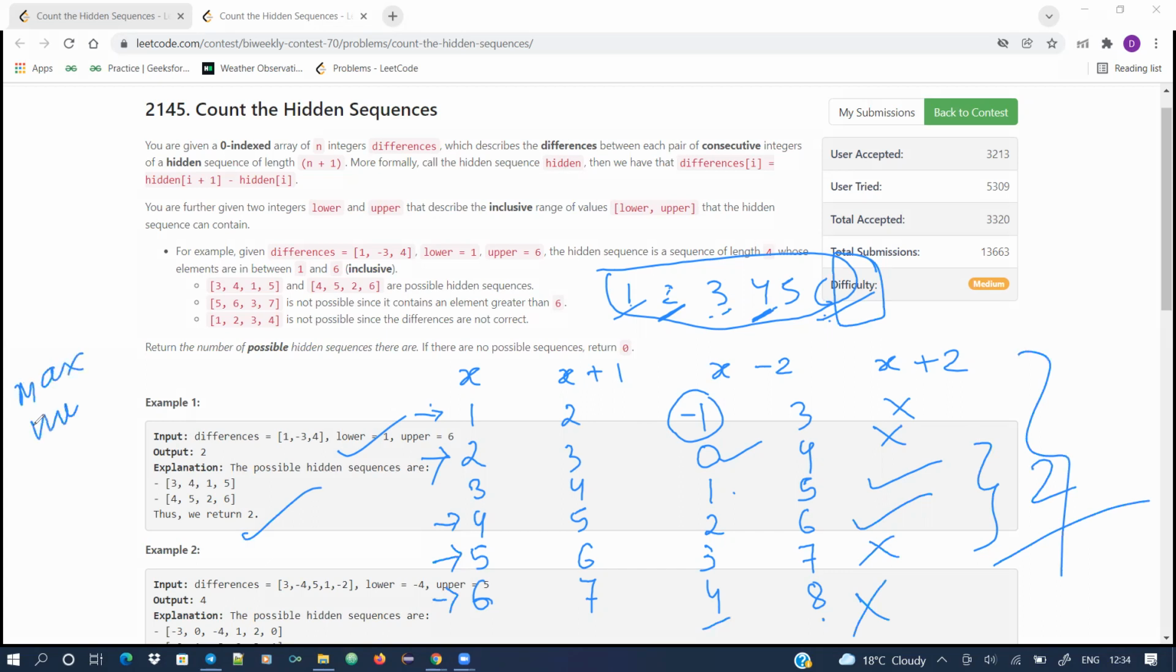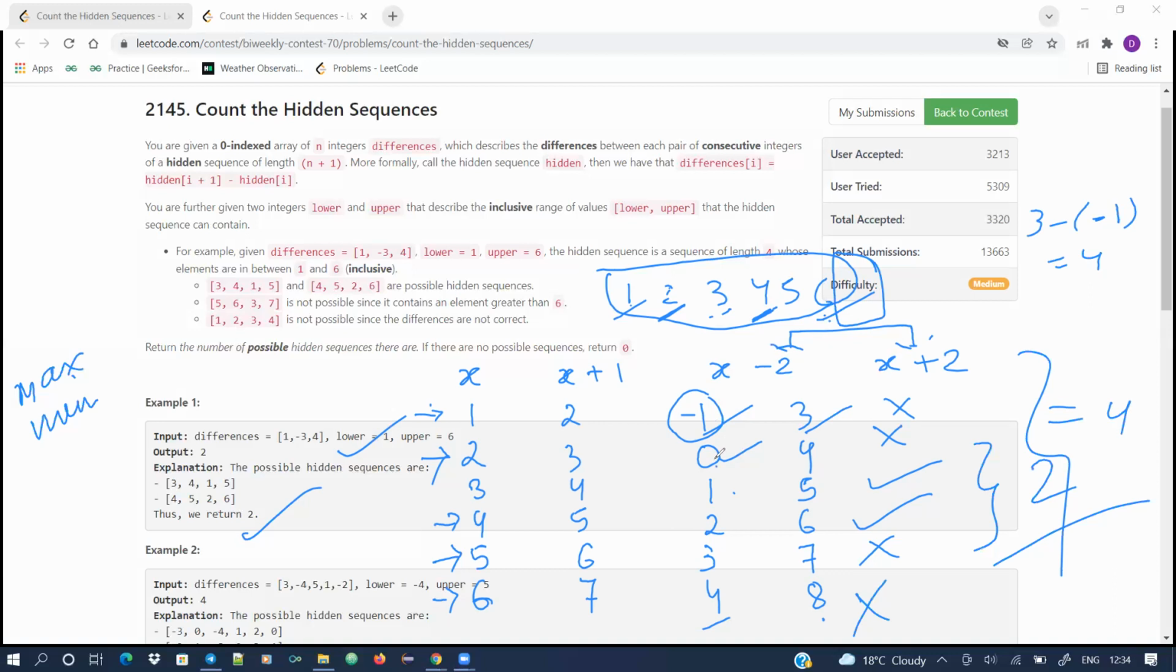Maximum, minimum we need, and the difference between maximum and minimum. Let's see what happens to the difference between maximum and minimum. If you observe in the first case, -1 and 3. 3 minus of -1 is 4. This is minimum and this is maximum. 3 minus of -1 is 4.